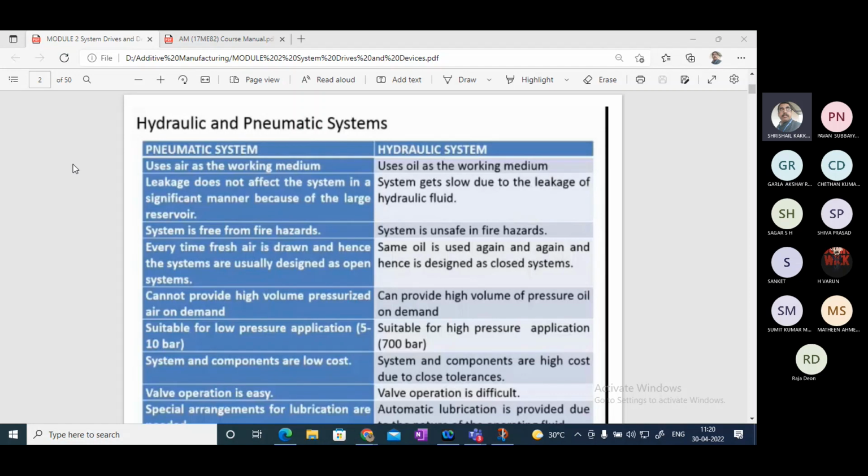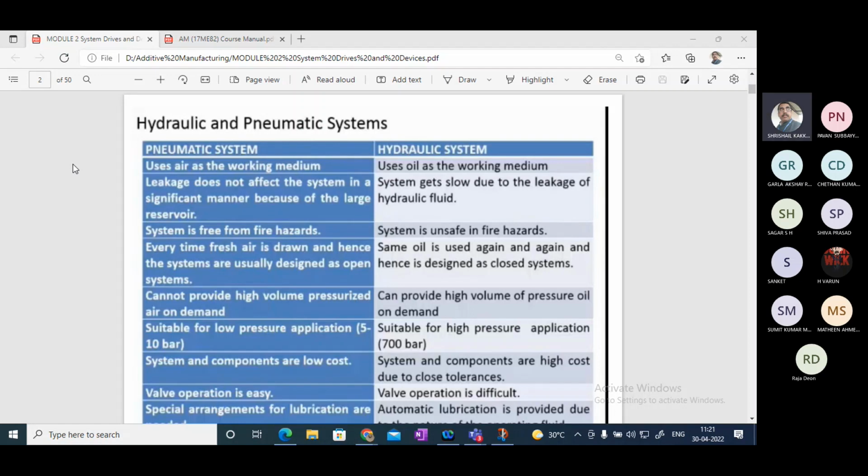In case of the hydraulic system, once the oil is used, it will be sent for filtering once again, and it will be sent to the reservoir tank. Before it's sent there, it will be cooled down. So it will be a closed loop in the hydraulic system, and an open loop in the case of air compressors. The same oil will be used. It will be costlier.